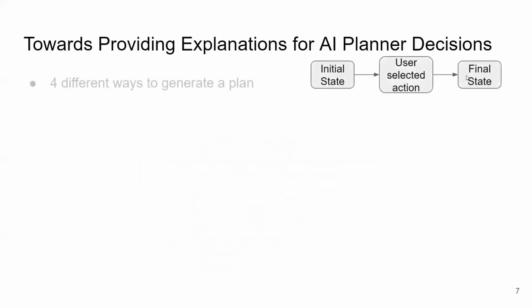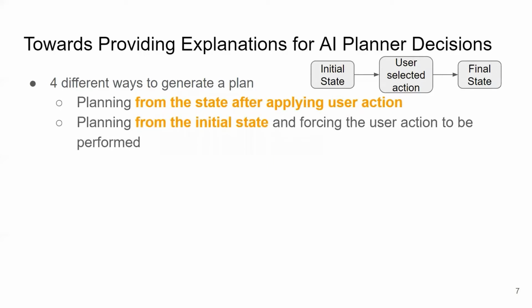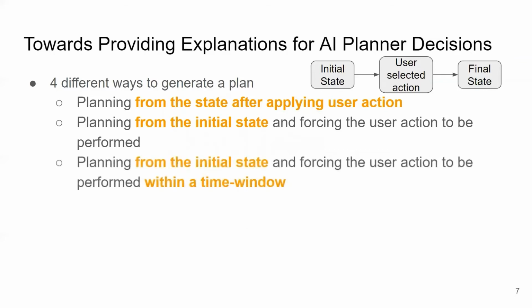There are 4 ways to generating a plan. First, by planning from the state after the user selected action. Second, by planning the whole plan again from the initial state with an additional constraint to enforce that the user selected action is performed. The third way is a variant of the second way by having one more constraint for the user selected action to be performed within a time window.